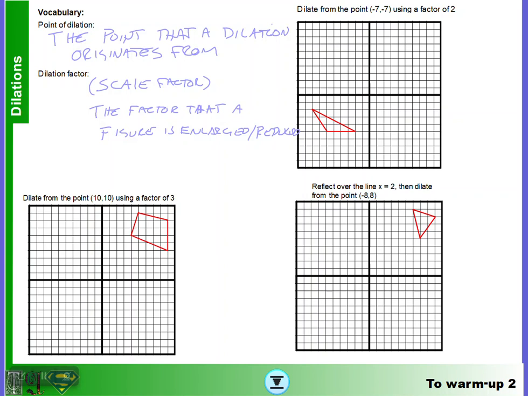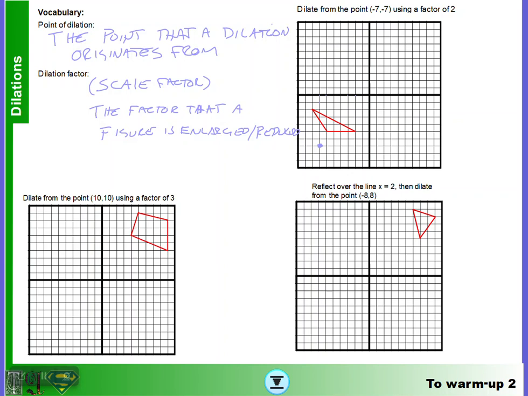We need to locate point -7, -7. So let's go ahead and do that on our grid. So -7, -7. I'll go 1, 2, 3, 4, 5, 6, 7, and then I'm going to go down 7. 1, 2, 3, 4, 5, 6, 7. And I'm going to make a dot so that I know where this point is. Have you located -7, -7 on your grid? Not yet. All right, let's do that for you.